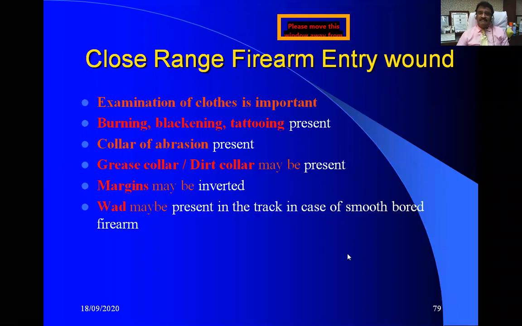In this case you have to do examination of clothes because it is very important. Burning, blackening, tattooing is present here. Collar abrasion is present here. Grease collar, dirt collar may be present. Margins may be inverted. Wad may be present in the track in case a smooth bore firearm is utilized.